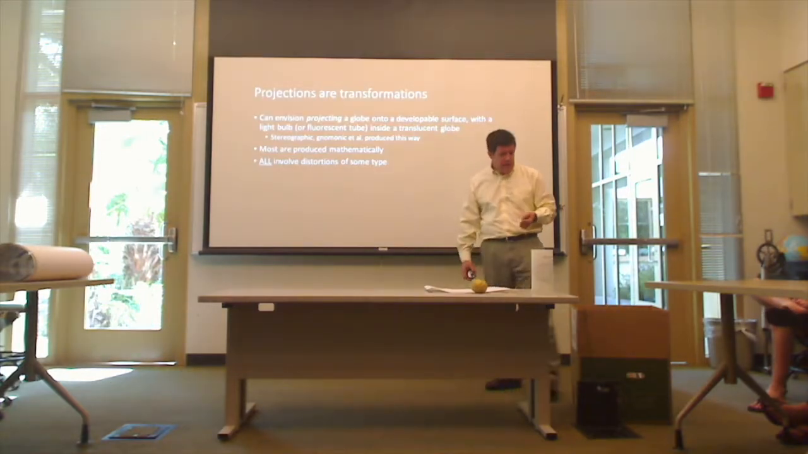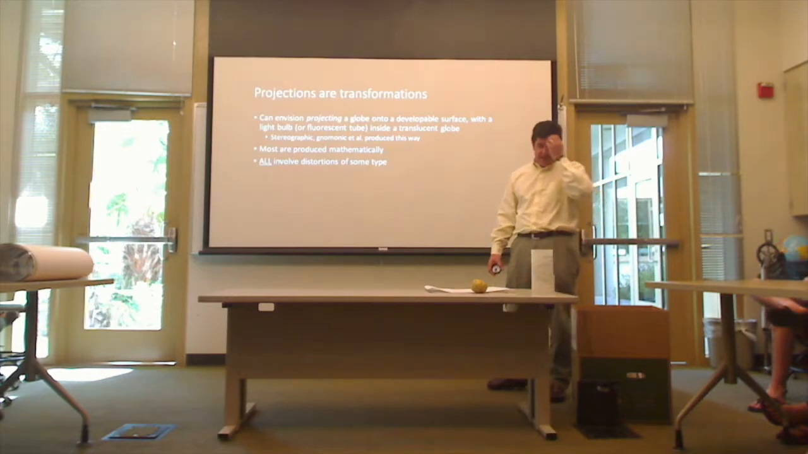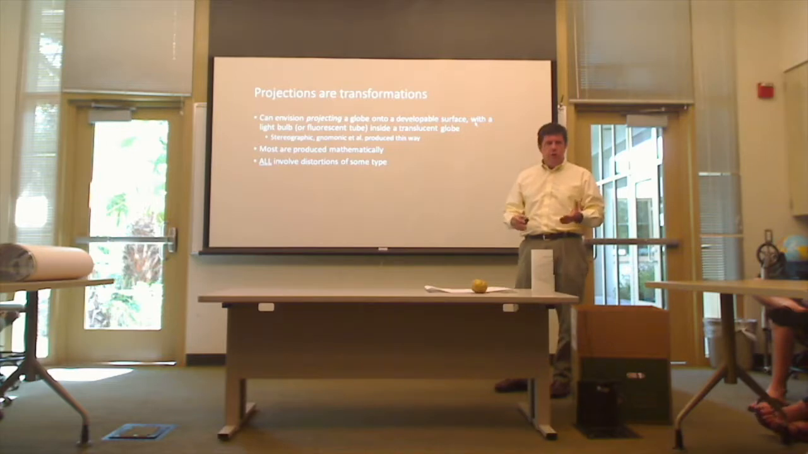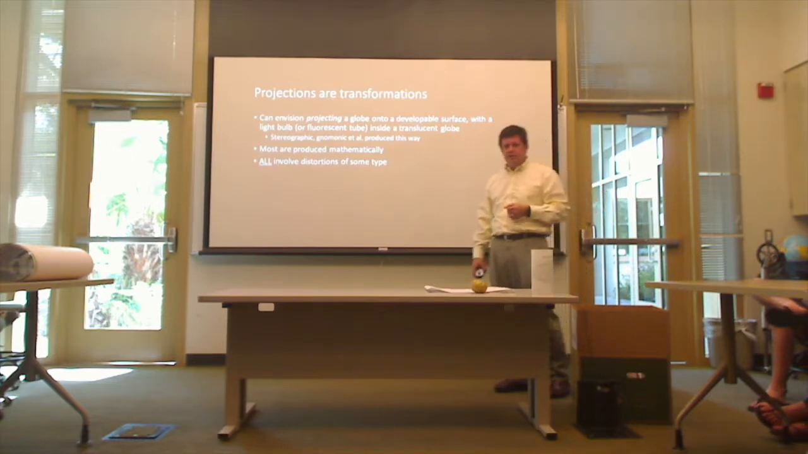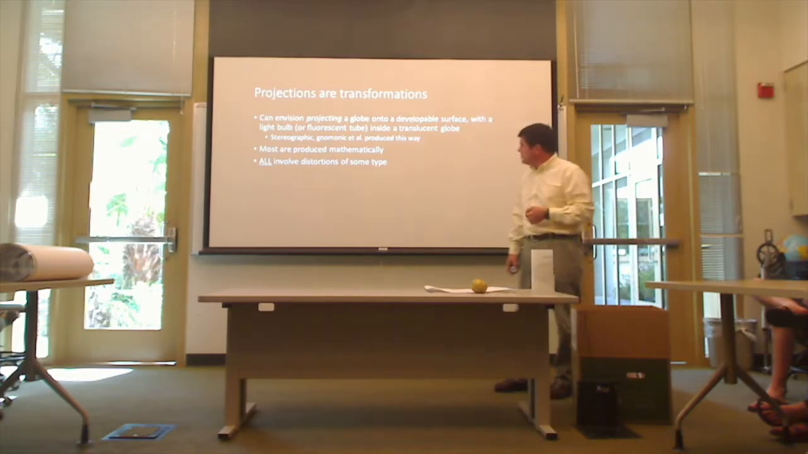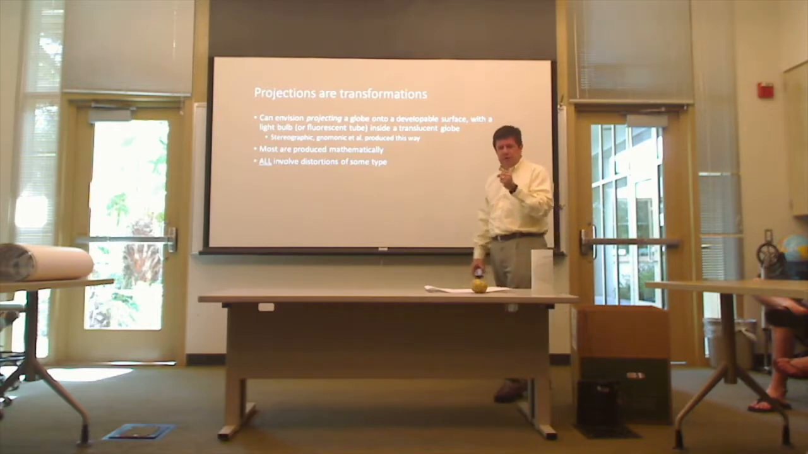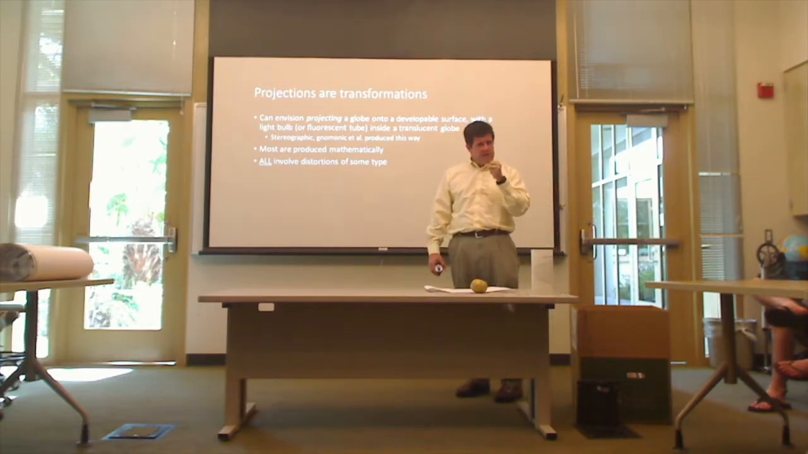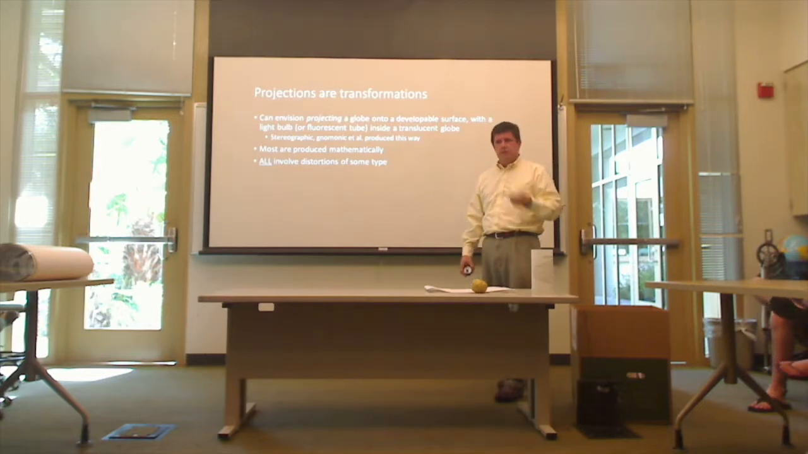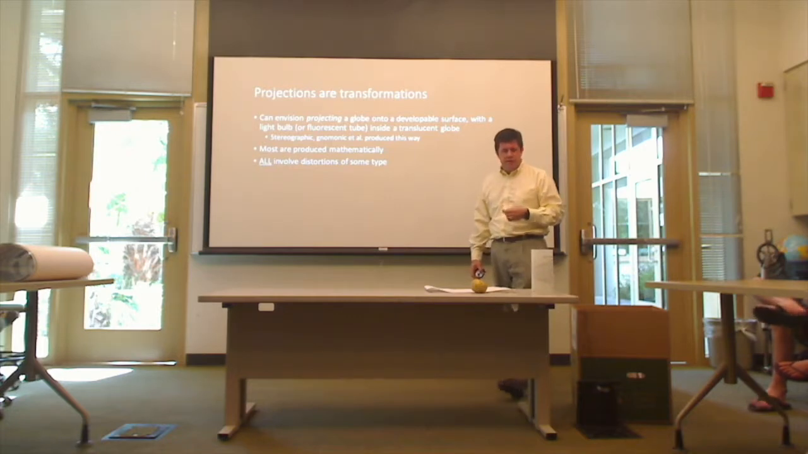Now, some of these projections can be envisioned by projecting a globe onto a surface, whether we're talking about a plane or a cone or a cylinder. And if you think about putting a light source, a point of light, in the very center of that globe, projecting it out onto a cylinder or a plane or a cone, that's what you're supposed to imagine as the developable surface, and how you create that.